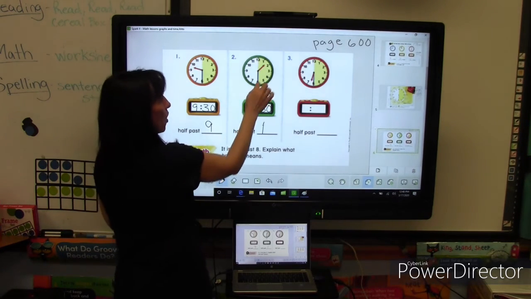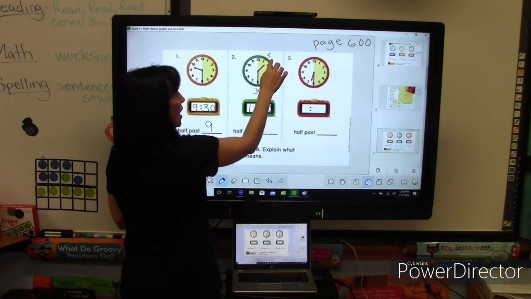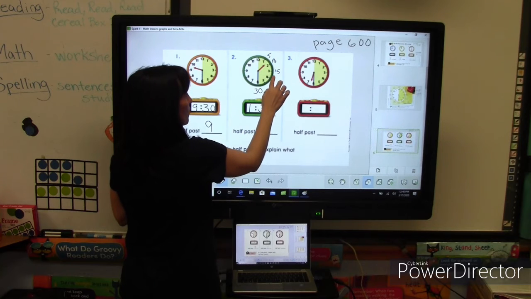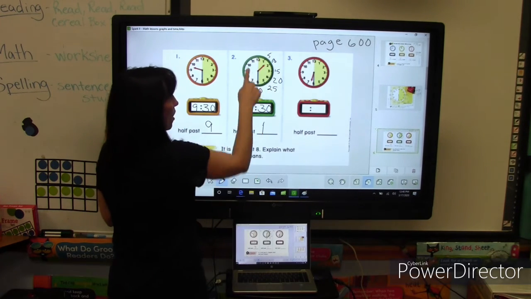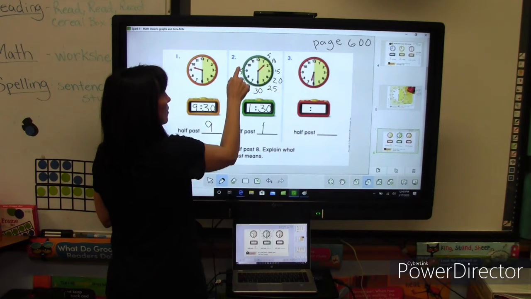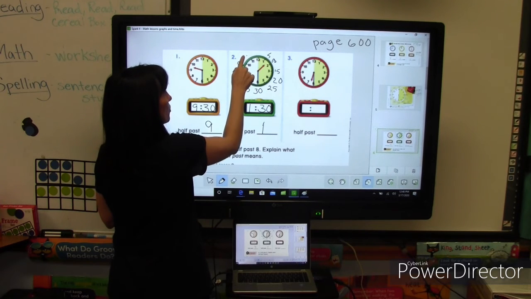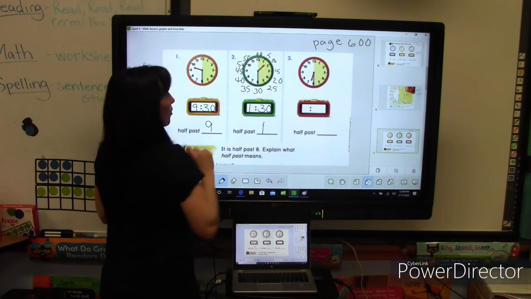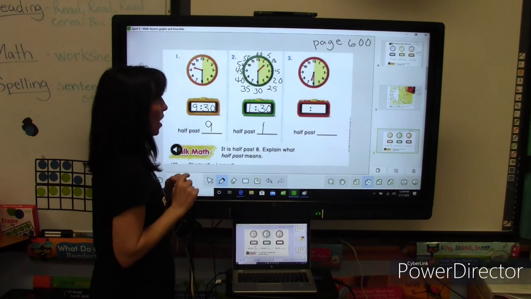If you need to fill in all of these numbers around your clock, that's okay. You can do that if you need to. I'm not going to do it on all of our clocks, but if you need to, you can, if it helps you. I'll do it on this clock just so you can see what I'm talking about, but you don't have to do that on all your clocks.